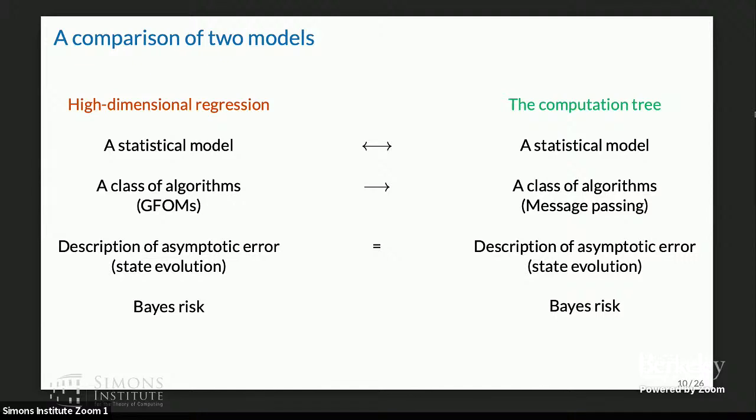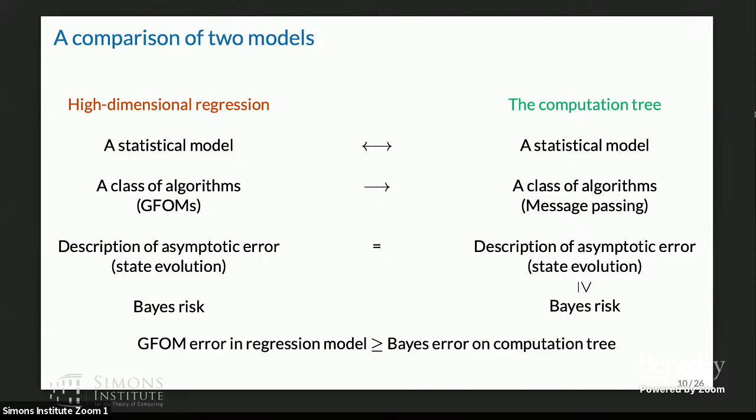on the corresponding computation tree model. And the important thing is going to be that under this mapping, the asymptotic error achieved by the first order method is going to be the same asymptotic error achieved by the message passing algorithm. Now, this asymptotic error is greater than the Bayes risk in the regression model, and likewise on the computation tree. But this sort of correspondence between the two worlds doesn't actually extend to the Bayes risk. So the Bayes risk might be different in the two worlds.